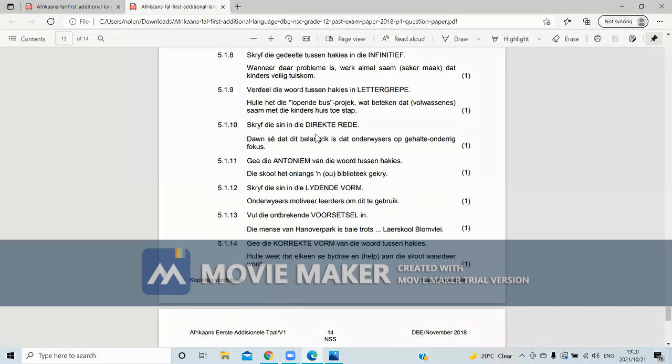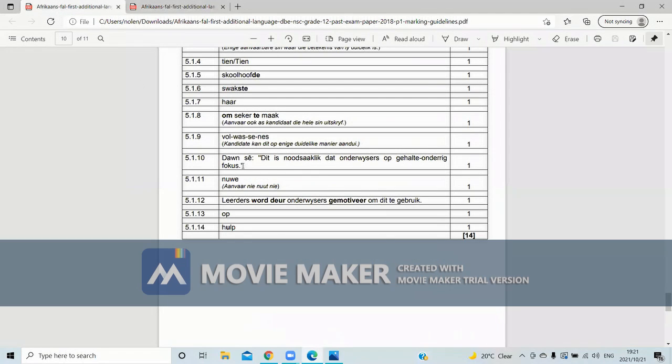Okay, direkte rede. So we want the sentence into direct. Don't say "dat dit belangrik is dat onderwysers op gehalte onderrig focus." We generally would be inserting that if we were putting something into the indirect, so we're going to kick that out. We're going to put a double punt, open quote, and then start from dit. Whatever we start with, the verb comes next. So: dit is belangrik dat onderwysers op gehalte onderrig focus. Okay, and this is what it would look like.